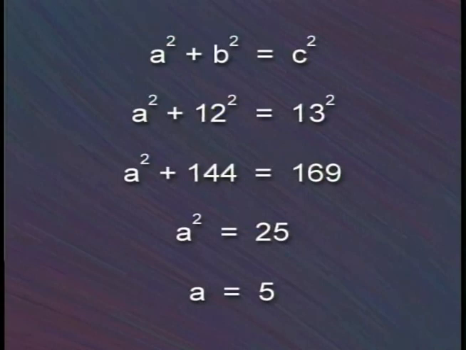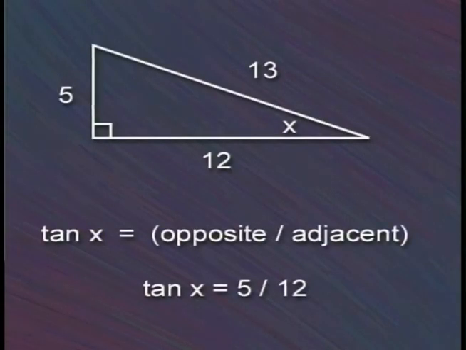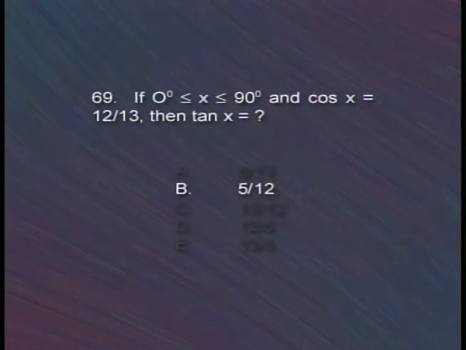The definition of a tangent is as follows. Tangent of angle x equals the opposite side divided by the adjacent side. In this problem, we have found that the opposite side has a value of 5 and the adjacent side a value of 12. Thus, tangent x is equal to 5 divided by 12. The correct answer is B.